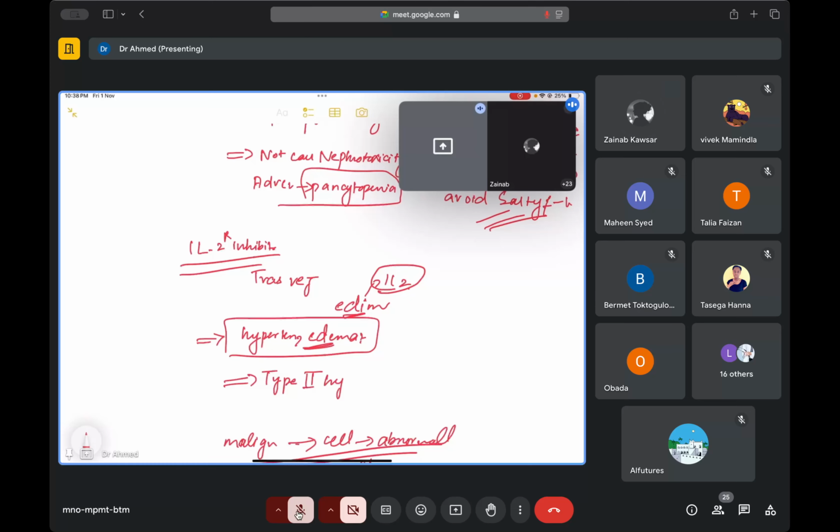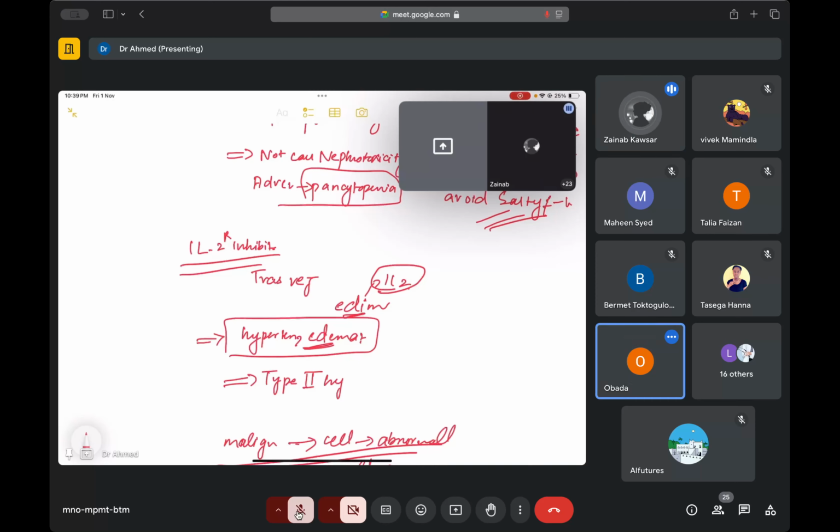Tell me a drug that does not cause nephrotoxicity if I want to switch from cyclosporine. Which drug am I going to give? Sirolimus, yes, perfect. It's an mTOR inhibitor. And cyclosporine also causes gingival hyperplasia and hirsutism.